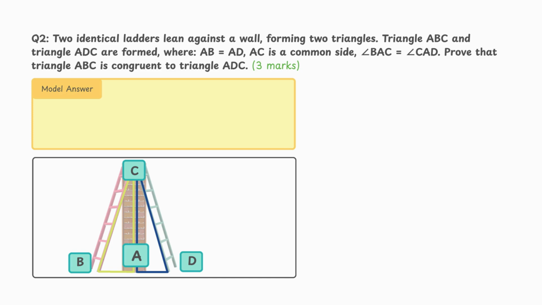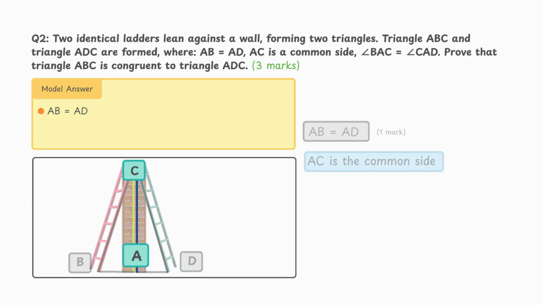First, let's identify the equal sides. We are told that AB equals AD, so we can state AB equals AD. This earns 1 mark. Now look at the triangles carefully. Both triangles share the side AC, so AC is a common side. That means AC equals AC. This earns the 2nd mark.